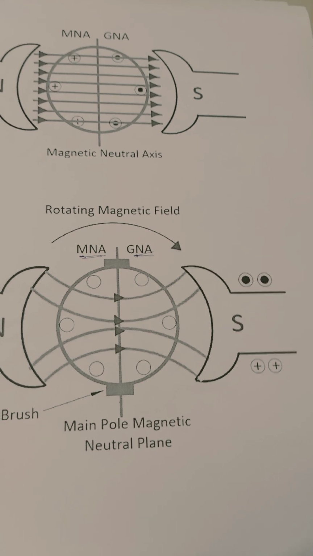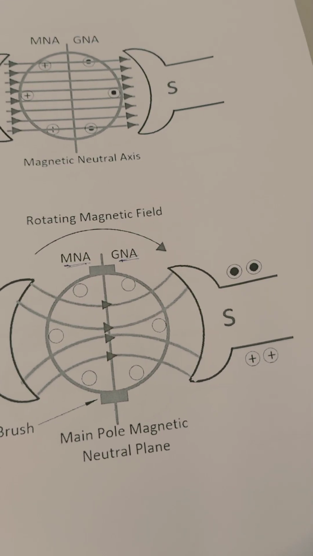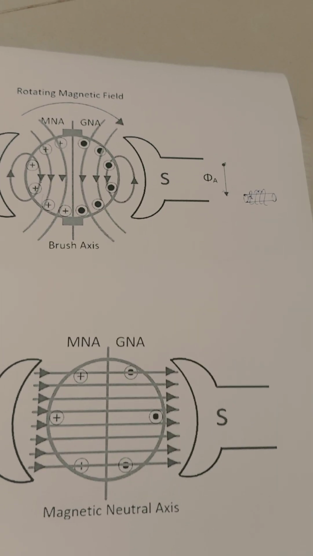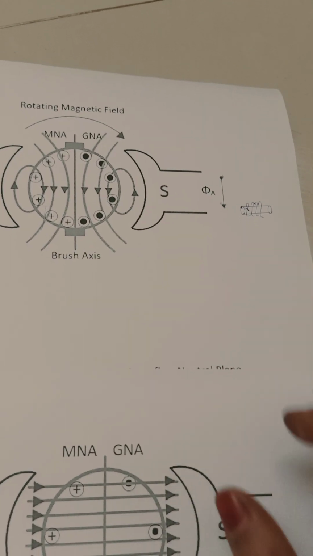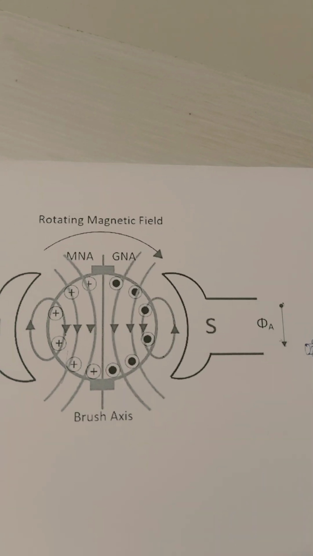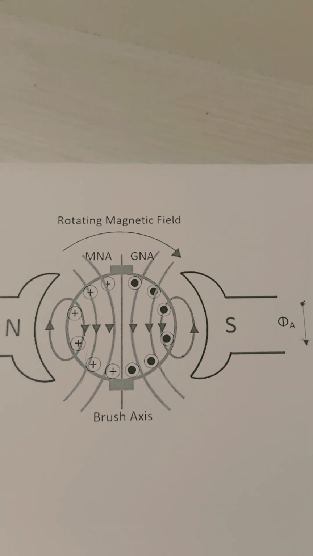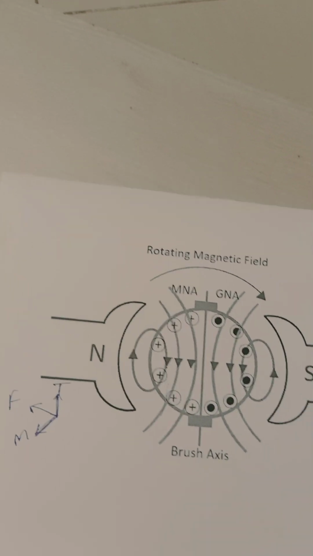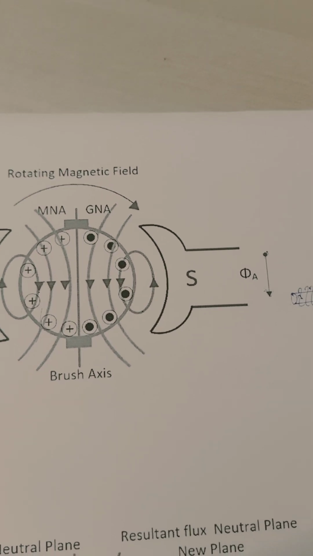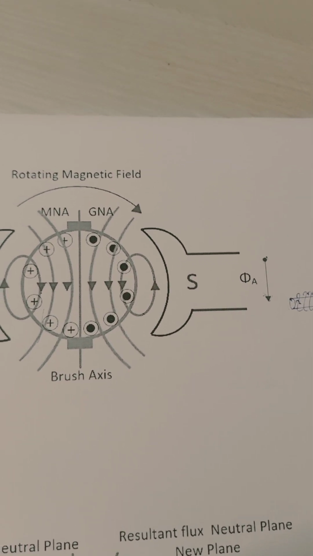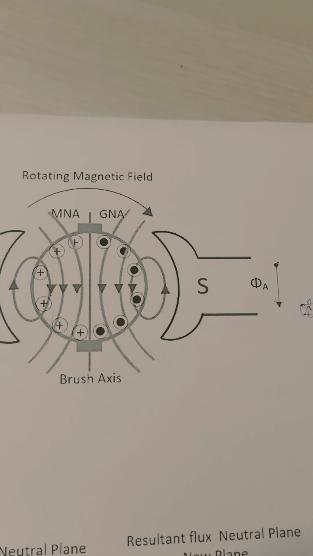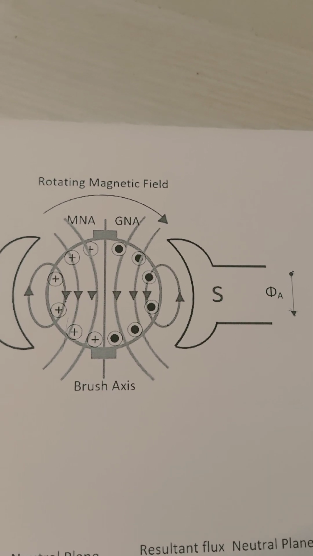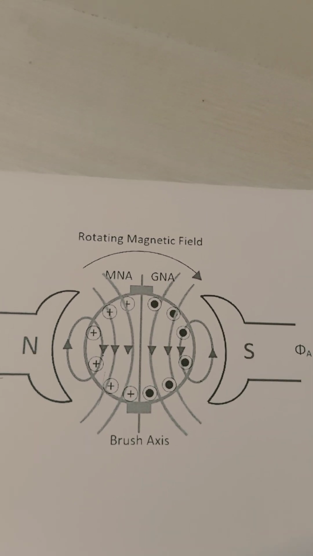Then coming to the second case. The second case is when armature conductors are carrying the current. That is, we will be considering only current through the armature conductors and there will not be any current flowing through the main poles. The direction of current remains the same in all the conductors lying under one pole.